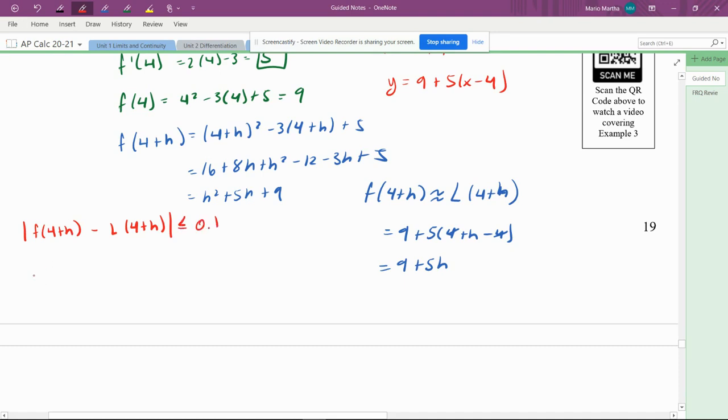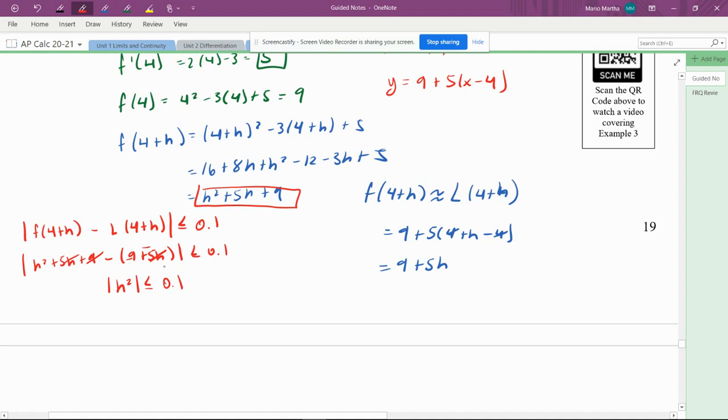So from here, we already know that f of 4 plus h is equal to h squared plus 5h plus 9. So we're going to substitute that back in there. That's going to be h squared plus 5h plus 9. And then L of 4 plus h is going to be minus 9 plus 5h. Substitution. And then less than or equal to 0.1. And then again, simplify. This becomes negative, this also becomes negative. So that's nice enough. These two disappear with the original one, and we're just left with the absolute value of h squared has to be less than or equal to 0.1.